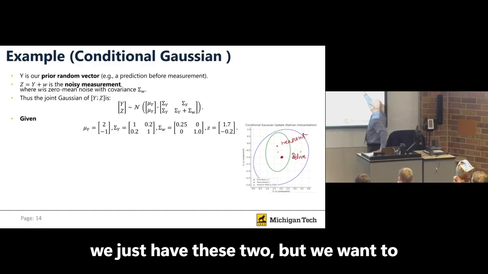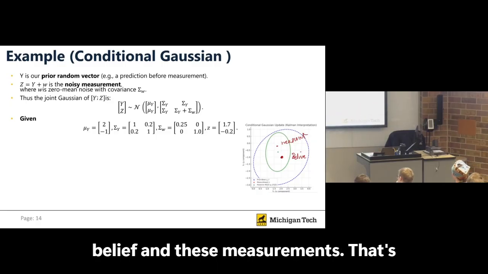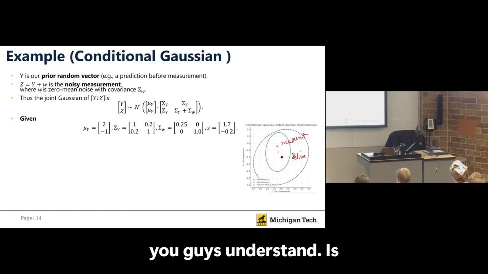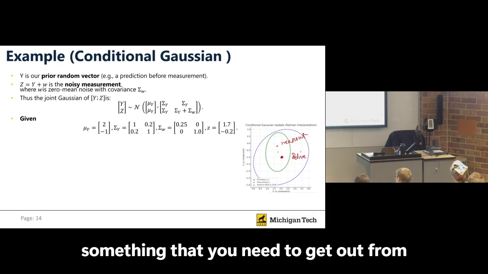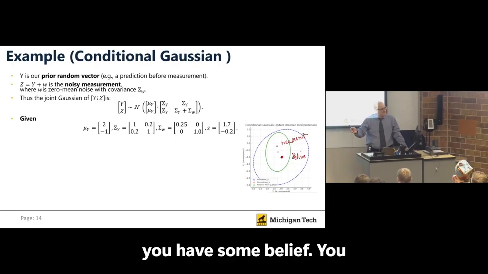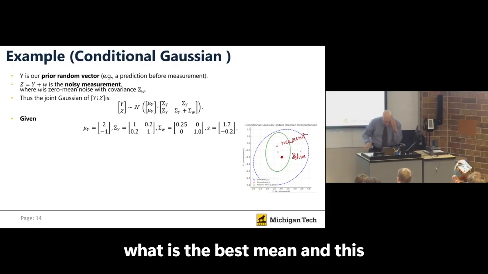But we just have these two, but we want to find the best estimate based on this belief and these measurements. That's called estimation. That's called prediction. That's something that I want you guys to understand. It's something that you need to get out from this class: you have two values. You have some belief, you have some measurements. You want to see what is the best mean.